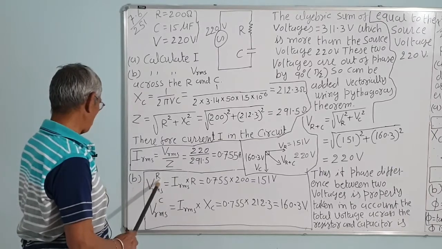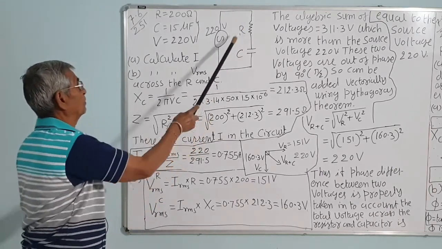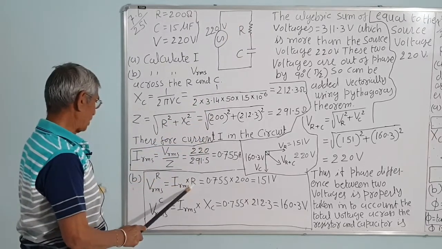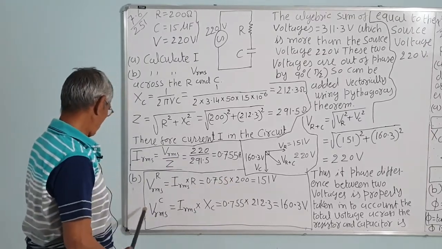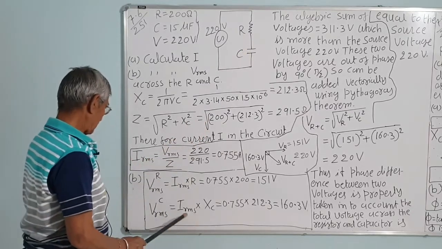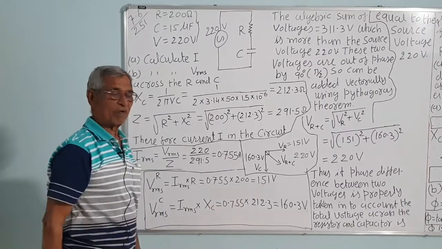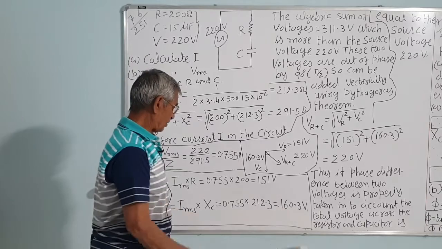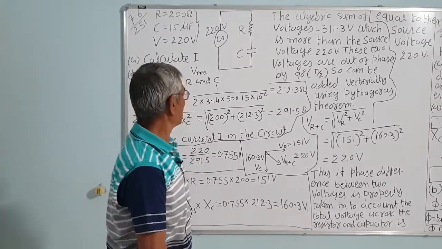Now the voltage Vrms across R. What is the voltage across R? Current is calculated, so voltage is equal to current into resistance. Irms into R, that is 0.755 into 200, that is 151 volt. And Vrms across C, that is voltage across the capacitor, is Irms into Xc, that is 0.755 into 212.3, Xc the capacitive reactance, that is equal to 160.3.